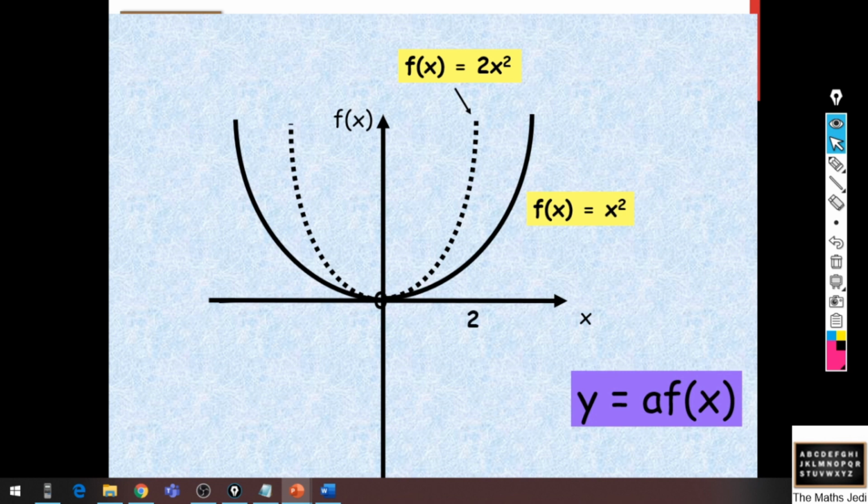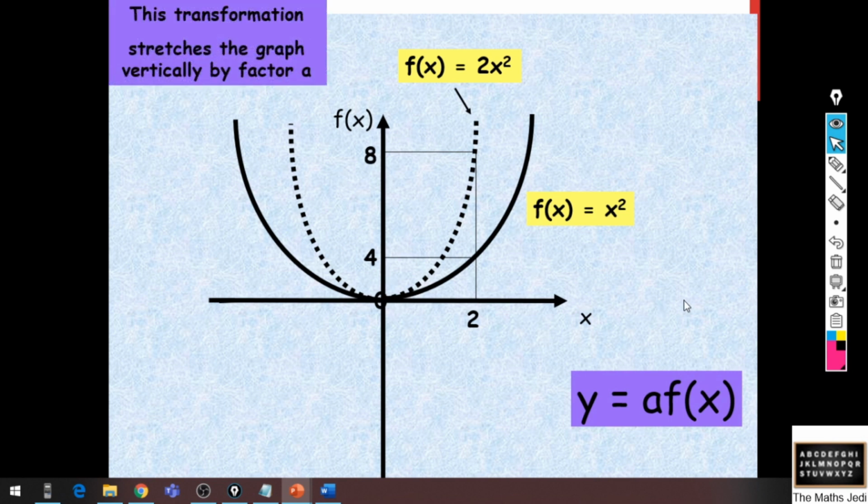It's important to look at values to understand what it's doing. In the original graph, 2 would give you 4, so 2 squared is 4. But in this new graph, 2 gives you 8. It's double as much. So you can see that the y output for the original graph has been doubled. So it's stretched the graph. It's stretched the graph vertically by a factor of a, in this case 2.